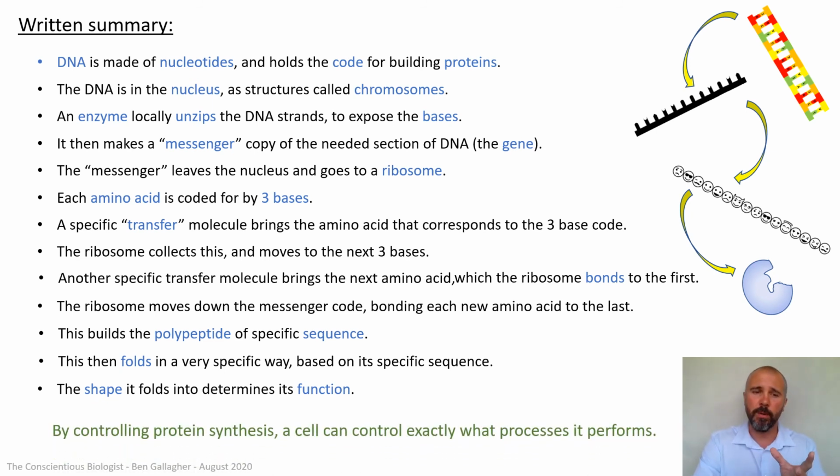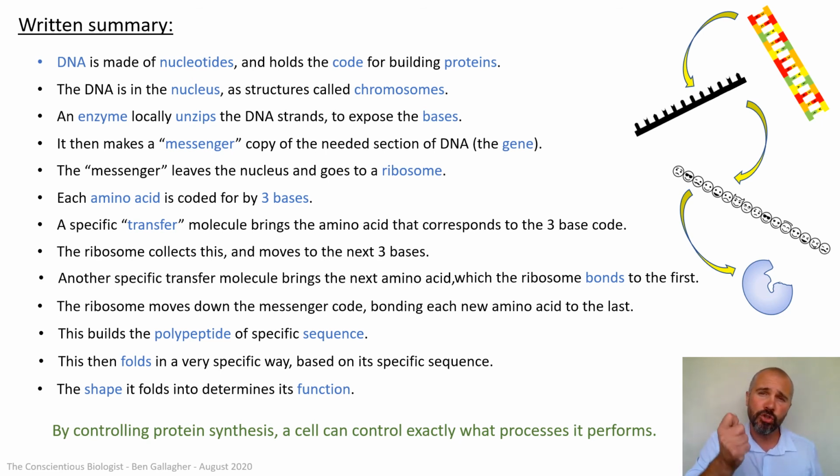Now, why that is so important, because by controlling protein synthesis, by controlling when different genes get expressed into their proteins, a cell can control exactly what processes it performs. If it wants to do one kind of process, it quickly expresses the genes into proteins. It does protein synthesis of the genes to do that process. Then those proteins will break down and disappear. So it stops doing that. And then it goes, right, well, now I want to do something else. So I'll get those genes and I'll make those proteins and I'll do that.